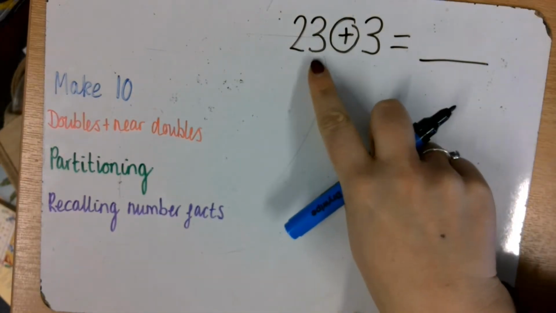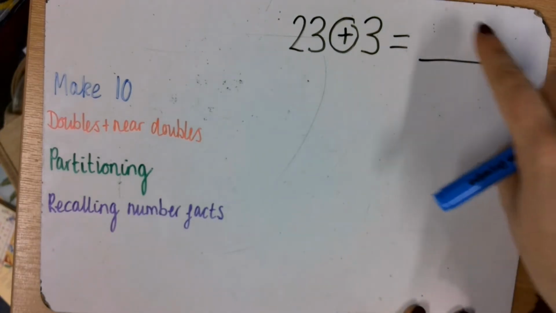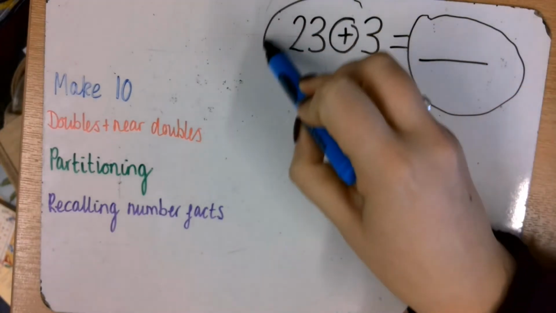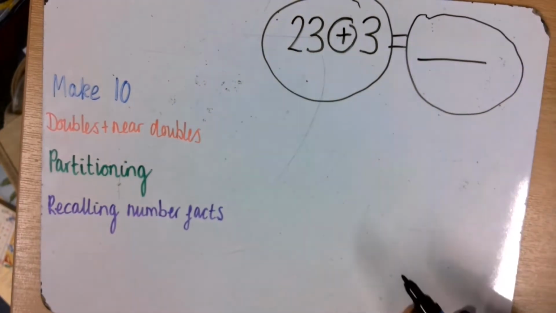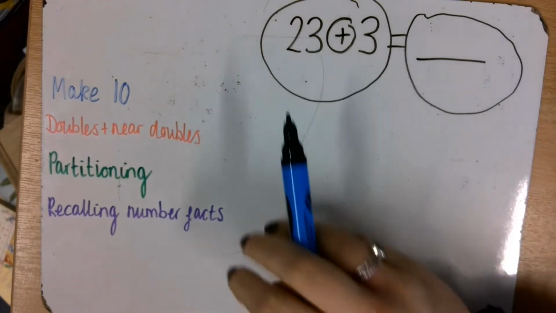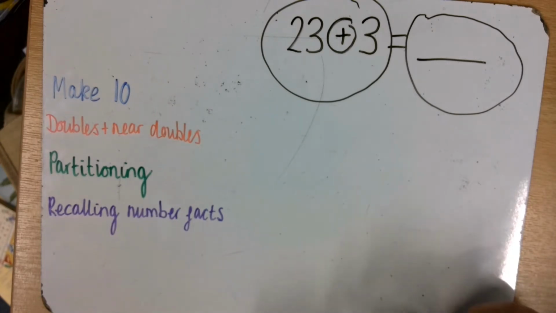It's 23 add 3 is equal to something. So whatever is on this side of the equation has to be equal to what's on this side of the equation. 23 add 3. I've circled my symbol so that I know I'm making my number bigger. I am adding to it. Whenever you see a calculation, it's always worth spending some time really looking at the numbers and thinking about them and seeing what you can spot.